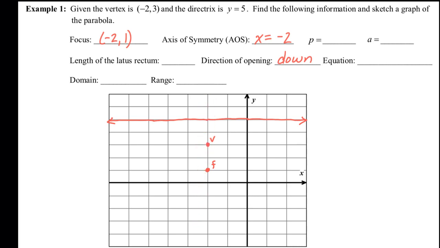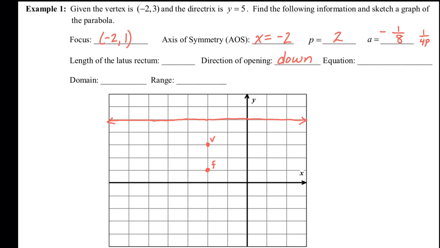Now the p value, if you remember, is the distance from the vertex to the focus and the vertex to the directrix. That distance here is 2. And if you'll recall, a is equal to 1 over 4p. And since our p value is 2, that means a would equal 1 over 4 times 2, which is 1/8. Now, since we know the parabola opens down, that means that our a value has to be a negative value.